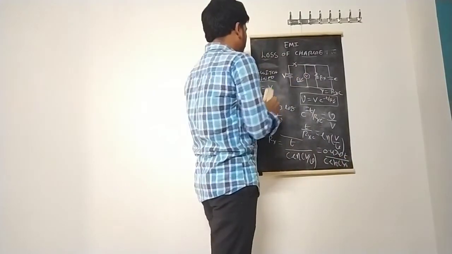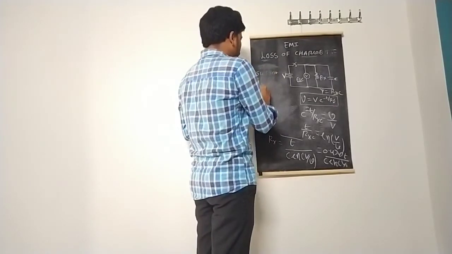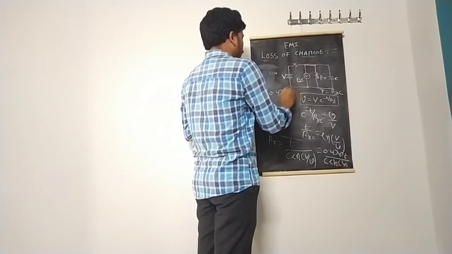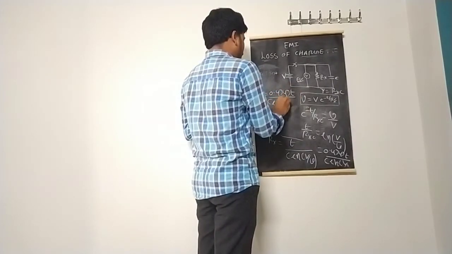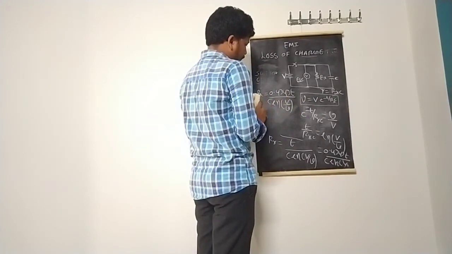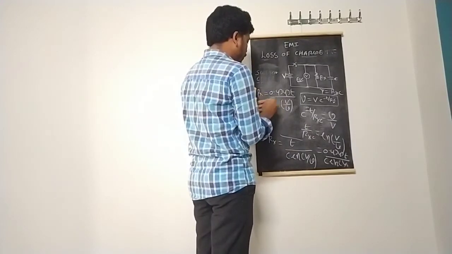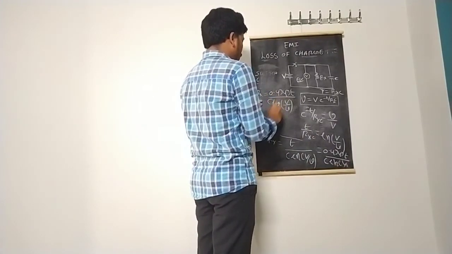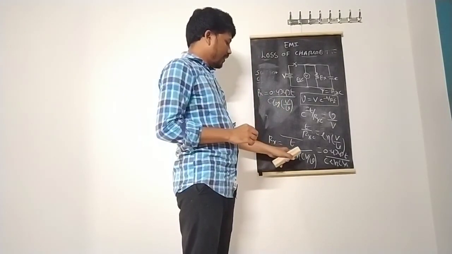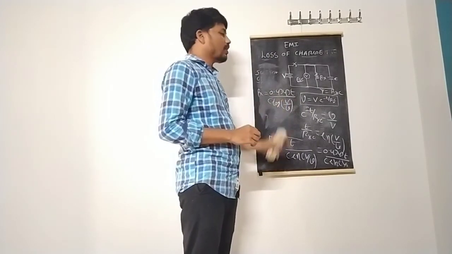So I write again here. The final expression for Rx is equal to 0.4343 into t by C into log of capital V by small v. Is it clear to all of you? It is log, not ln. In terms of natural logarithm, it is t by C ln, and in terms of only logarithm, it is 0.4343 t by C into log of V by v. So this is the Rx.